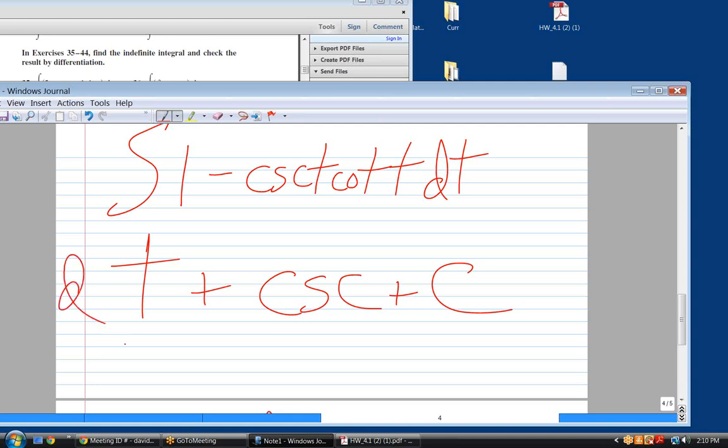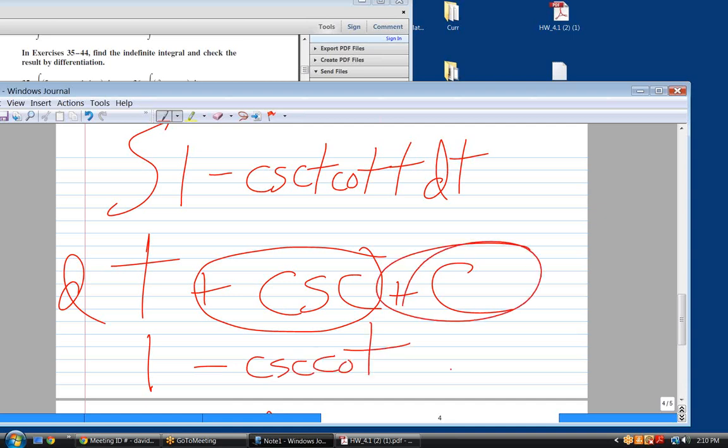Obviously, if I take the derivative of this, I get 1. And then if I take the derivative of that, I get minus cosecant cotangent. And that'll go to 0, so that'll be my answer. That is what I started with. Everything's correct.